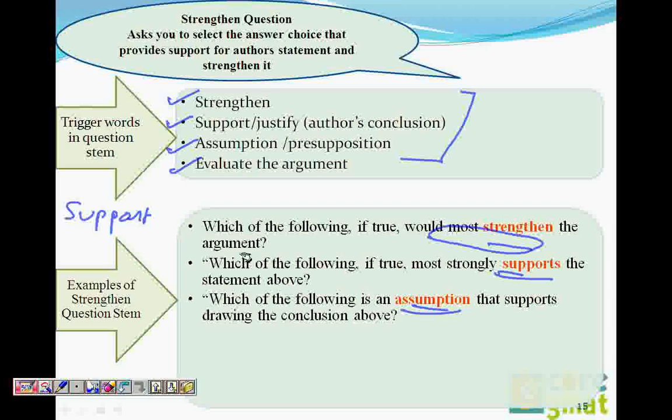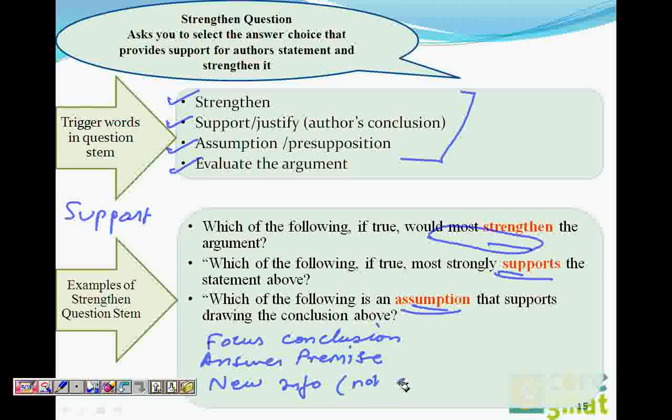So what you're saying again is, when you understand the type of question is a strengthening question, keep your focus on the conclusion. And your answer is a premise. You can write it down if you want. Your focus should be on the conclusion, and your answer is a premise. That means it's new information, which is not already given, and it would support the conclusion.